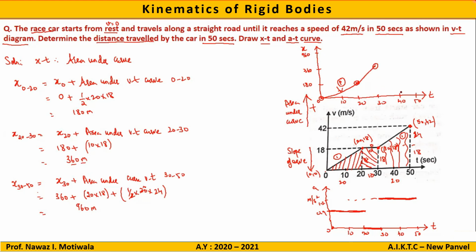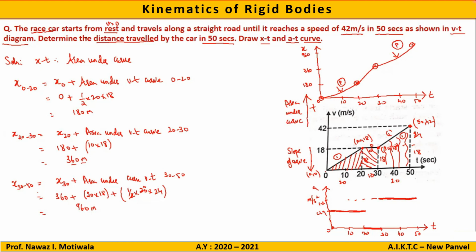Third case. At 50, the displacement is 960, so this is the point. Now these 2 points need to be joined. Again take help from the VT diagram. In the VT diagram, the slope has a degree 1. So if it is degree 1 here, it should be degree 2 here. So these 2 points will be joined by a parabolic curve again. So this is again a parabola. With this we have completed drawing the xt and at curve.